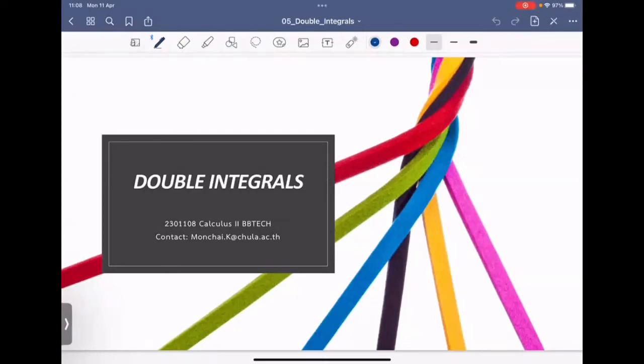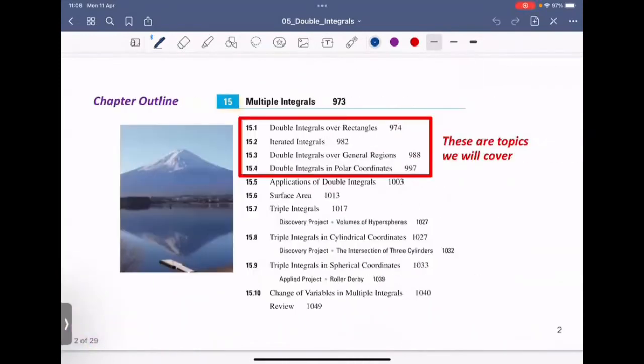So as you know, now we are moving on to the new topic starting from today. We are going to learn how to integrate in dimensions. In the book, if you look at chapter 15, this is called multiple integrals. Multiple integral means an integral in more than 2 dimensions.